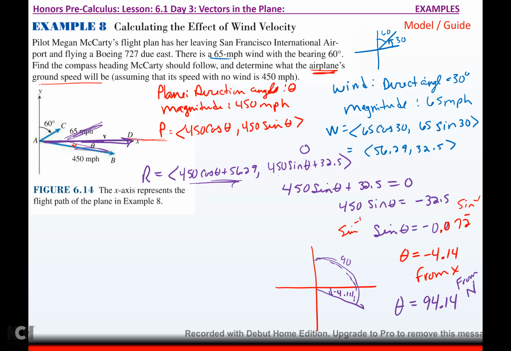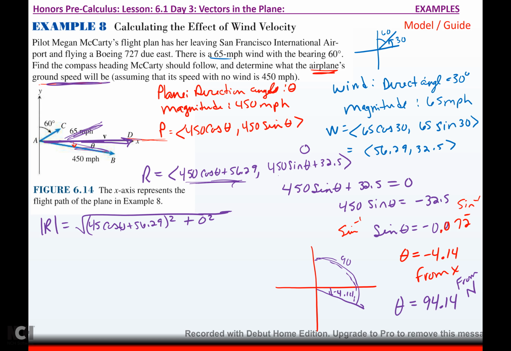Okay? Which it didn't ask for, so I don't even know why I found it. All it wanted to know was its ground speed. Speed is magnitude, so I've got to find the magnitude of r. Oh, but I guess I did need to find that, because the magnitude of r is going to be the square root of 450 cosine theta plus 56.29 squared plus 0 squared, because remember, my y-coordinate has to be 0.